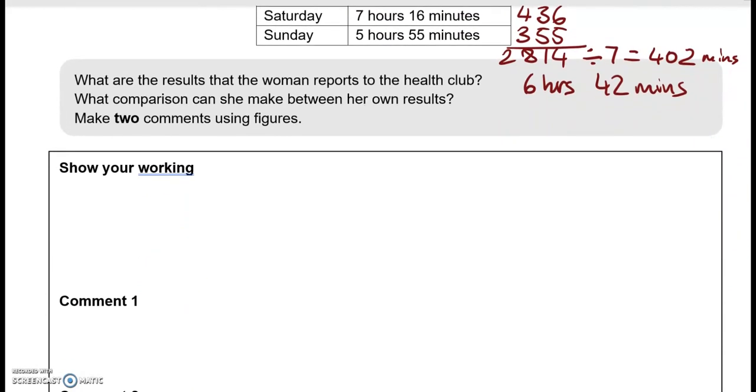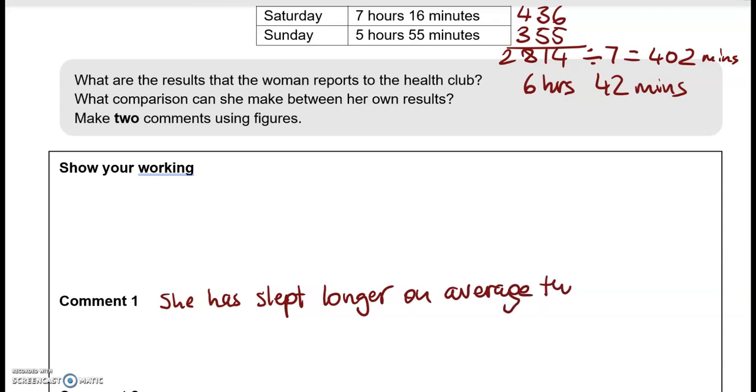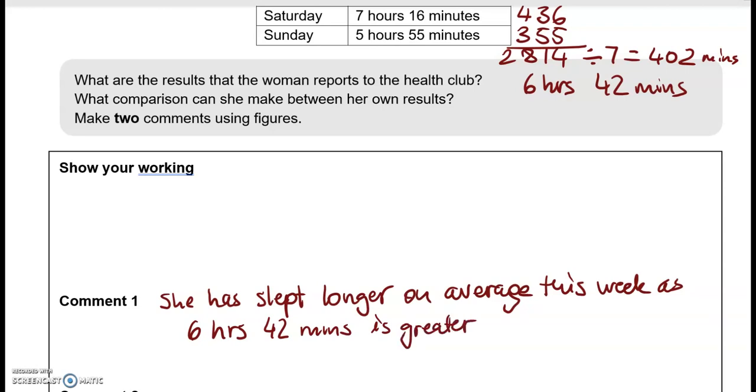One of them to say that she has slept longer on average this week as 6 hours 42 minutes is greater than 5 hours 19 minutes.